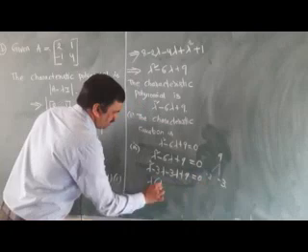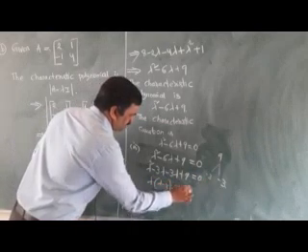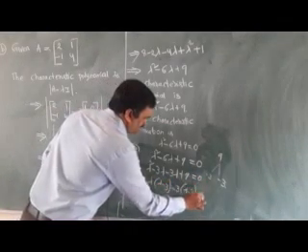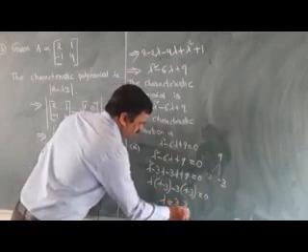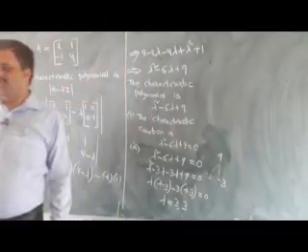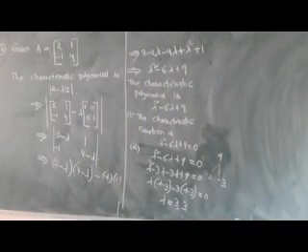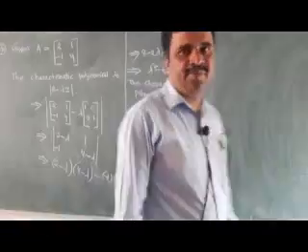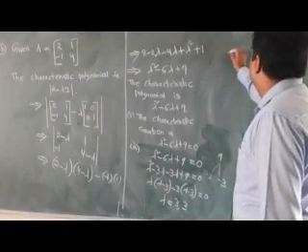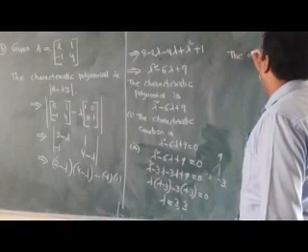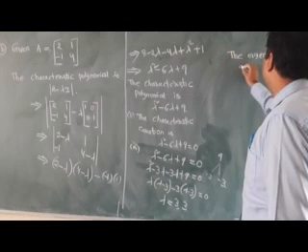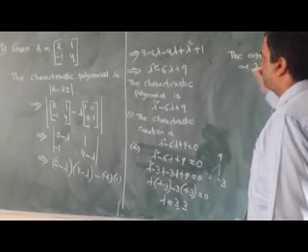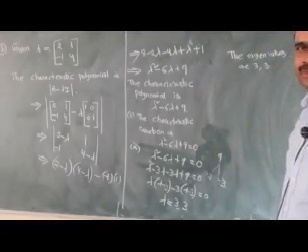Lambda times lambda minus 3, times lambda minus 3, equal to 0. So simply the roots are 3 comma 3. Therefore, the eigenvalues are 3 comma 3. Come on, find it. Now you can copy it.